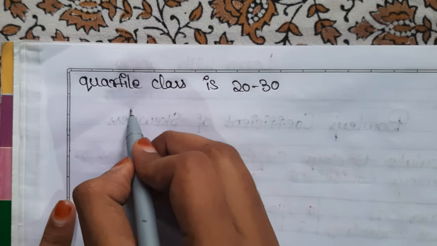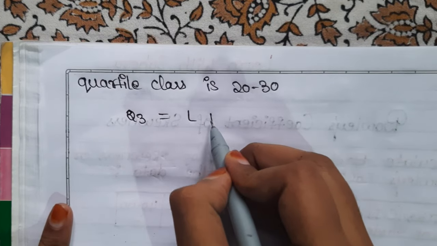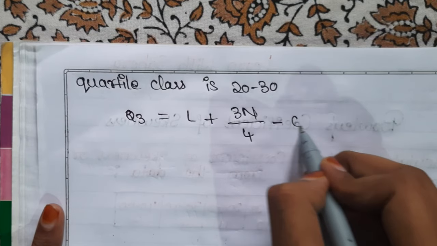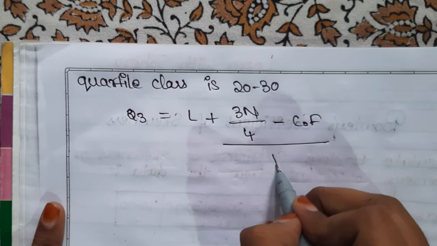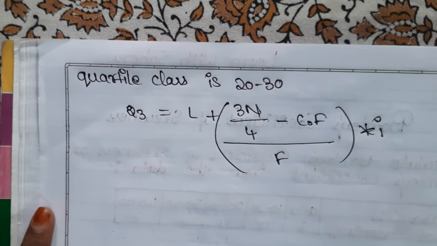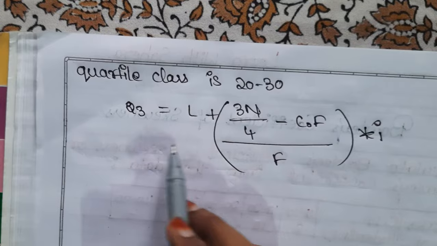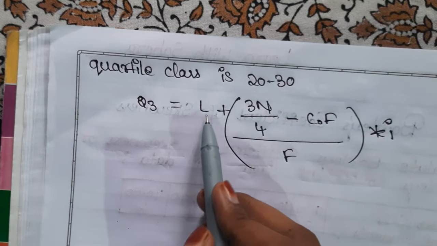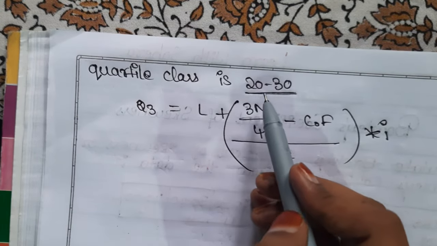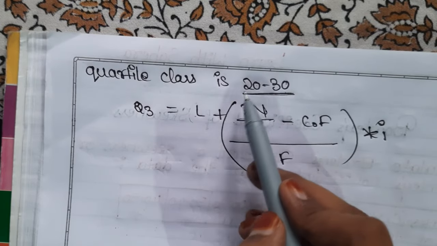Now let us see the formula of Q3. What is the formula of Q3? L plus 3n by 4 minus cumulative frequency, by f, multiplied by i. So this is the formula. After finding the quartile class, we should take this formula. L is nothing but the lower class. In both of these class intervals, which is the lower class, meaning which is the smallest number, 30 or 20? 20 is the smallest number. So L will be 20.